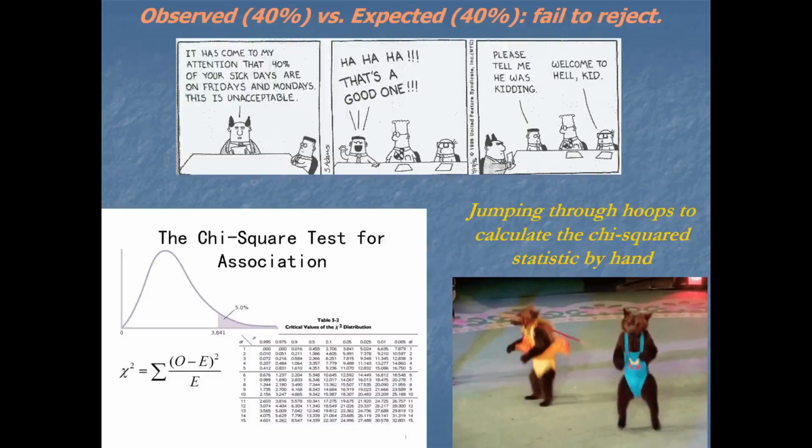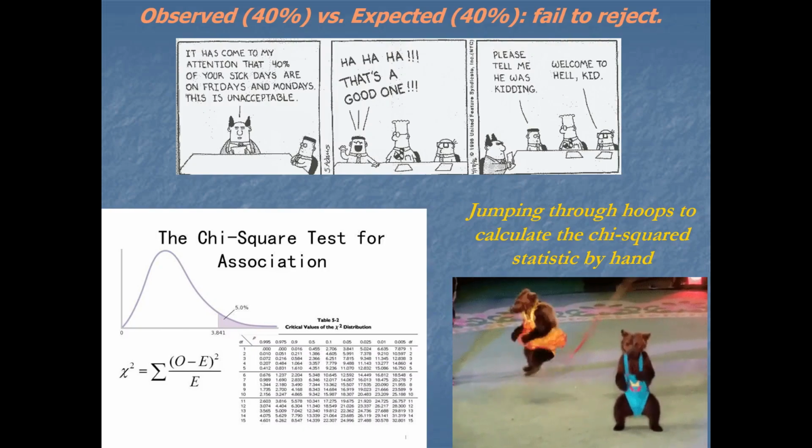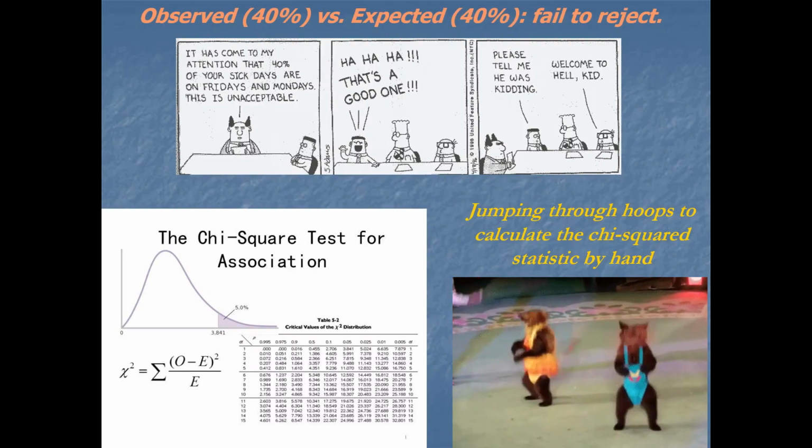All right, we'll stop there for the chi-squared test of association, also called the chi-squared test of independence. But now you've got another tool in your statistical toolkit for when you want to know if two categorical variables are related or not.